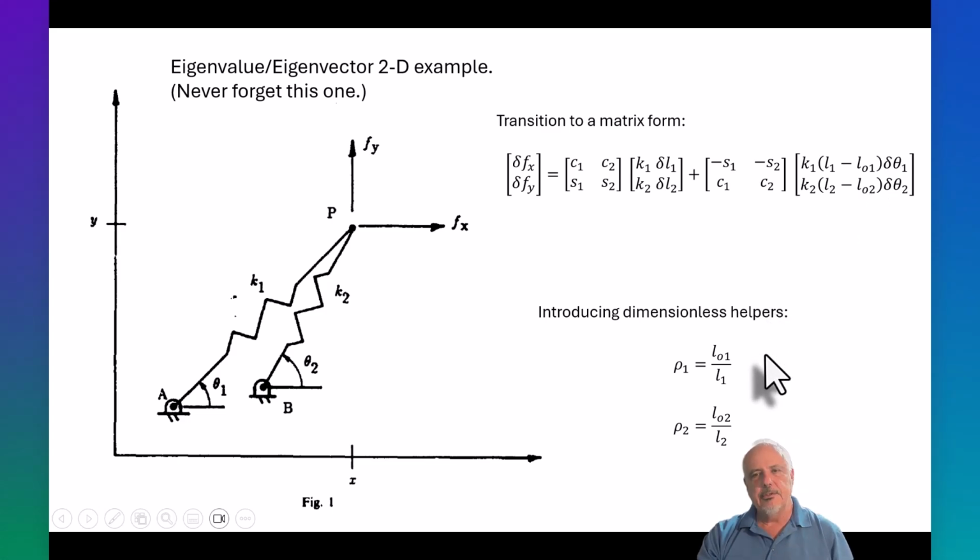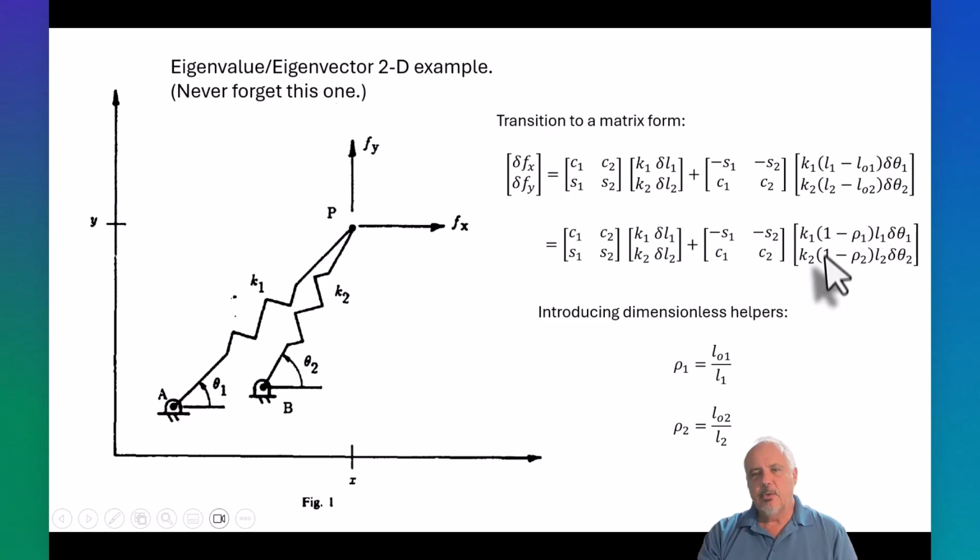Now I like to do this. I want to get my L's with the theta. I want to get the L1 with the delta theta 1. I want to get the L2 with the delta theta 2, because you're going to see why in a moment. So what I do is I introduce these, I call them rho 1, rho 2. These are ratios of the free length to the length. When I do that, then I can factor out L1 and L2 over here. So that's going to be useful.